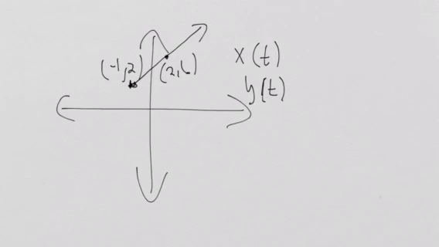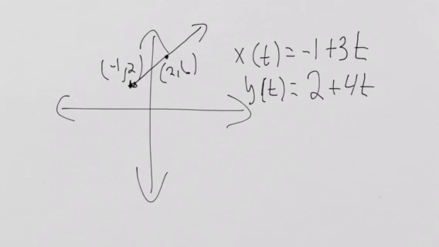First thing we notice is that in 1 second we go from -1 in the x direction to 2 in the x direction, which is an increase of 3. So x of t started as -1 and then increased by 3 after 1 second. And it's going to increase by 3 every second. So x of t can be written as -1 plus 3t. And y of t similarly can be written as 2 plus 4t, since we're going from 2 to 6.